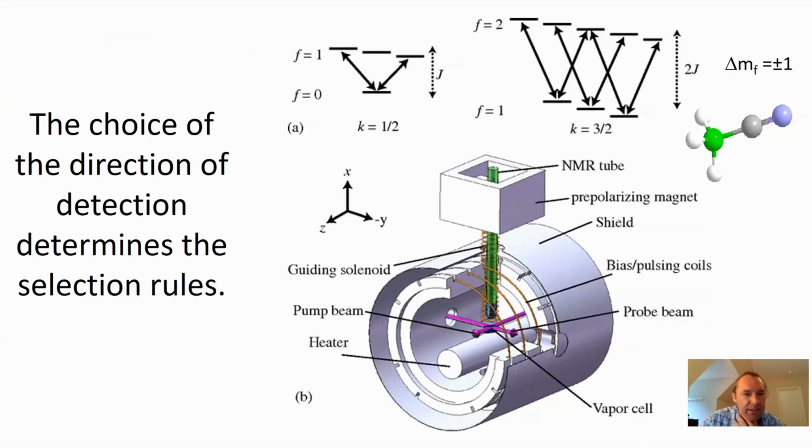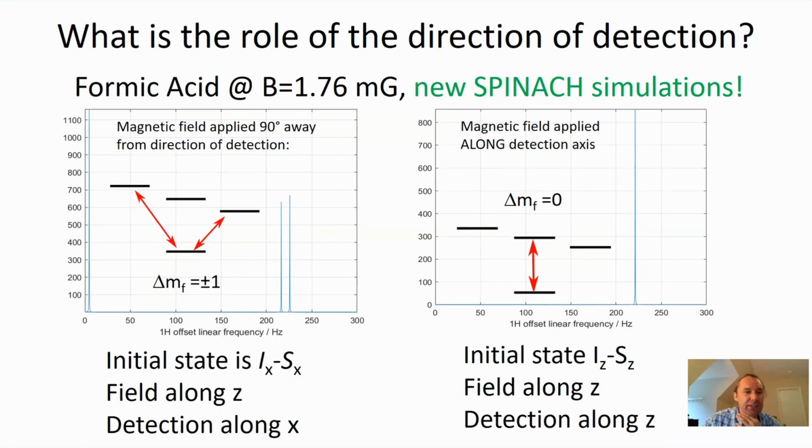Okay, so let's come back to this question of how we can control this delta MF selection rule. For example, we've now simulated, with the help of Ilya, as indicated by his question, two cases: one where the magnetic field is applied 90 degrees away from the direction of detection, and another where the magnetic field is applied exactly along the direction of detection.